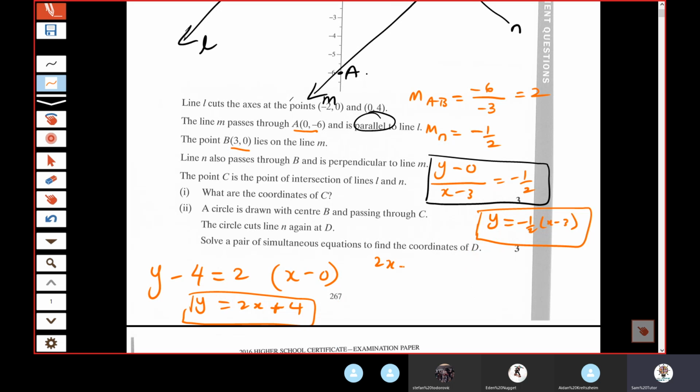2x plus 4 equals negative half x minus 3. Then I'm guessing you multiplied by 2, because that's just the easier way out. 4x plus 8 equals negative x plus 3. Then, when you move this over to this side, it's 5x. When you move this to this side, 3 take away 8 is negative 5. x equals negative 1.